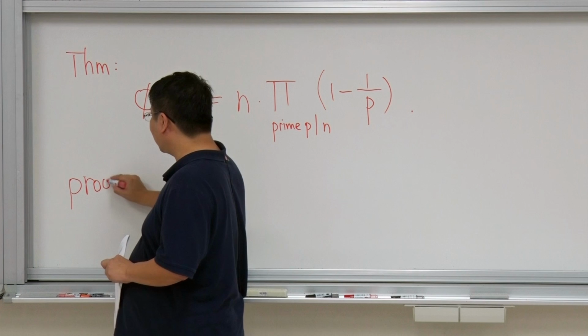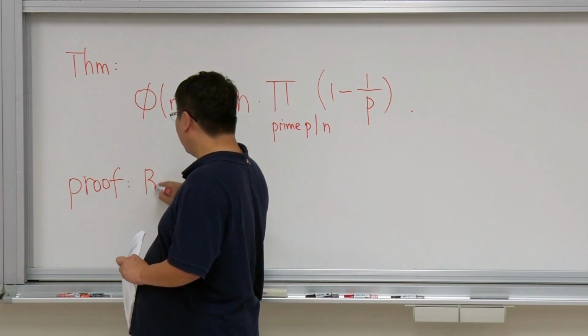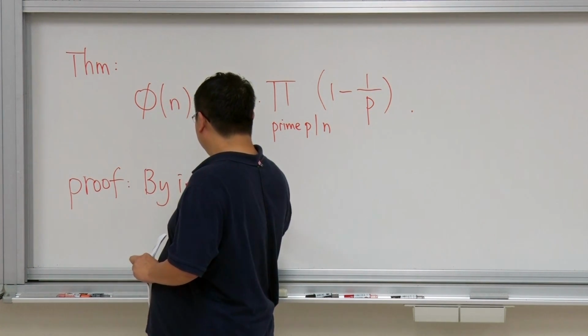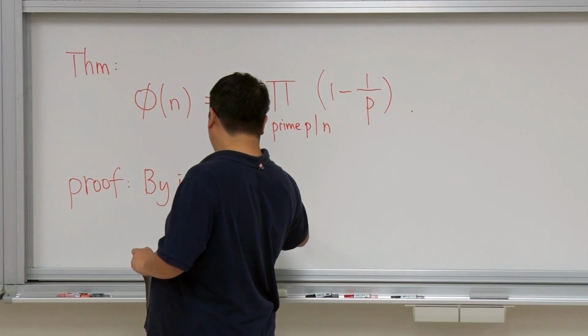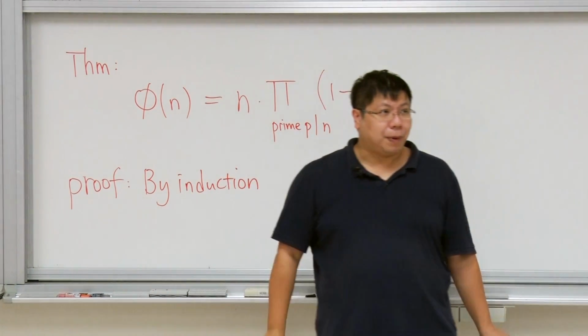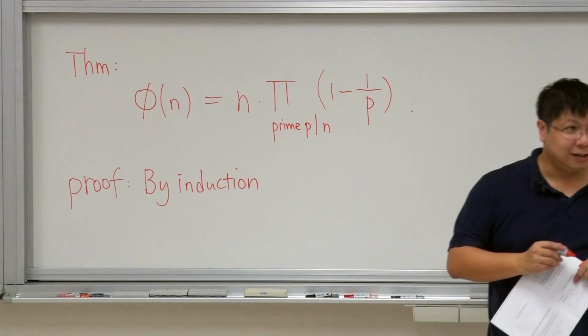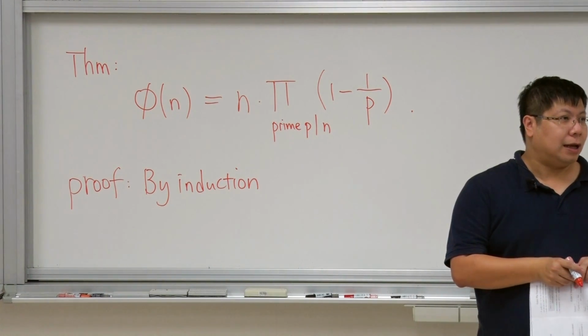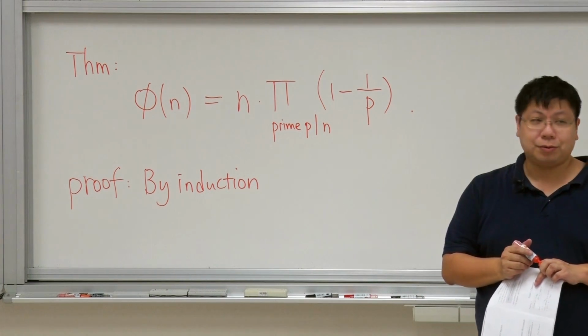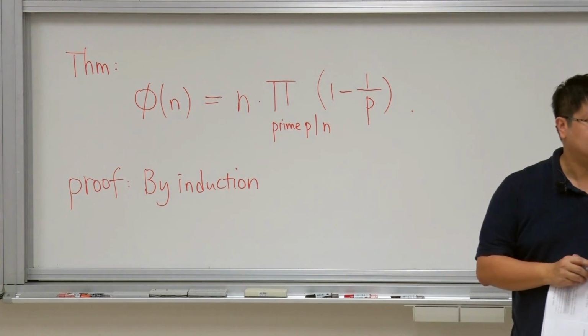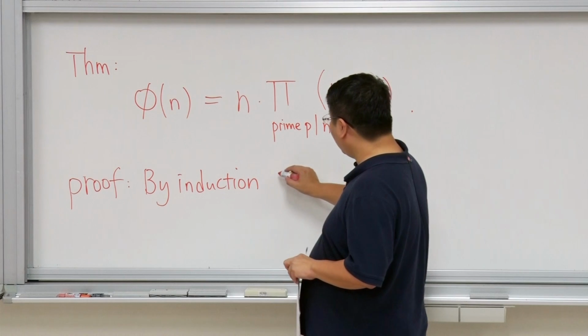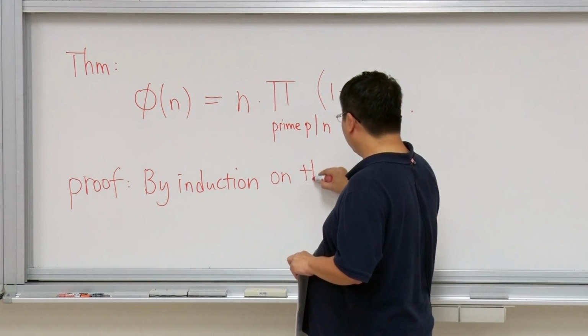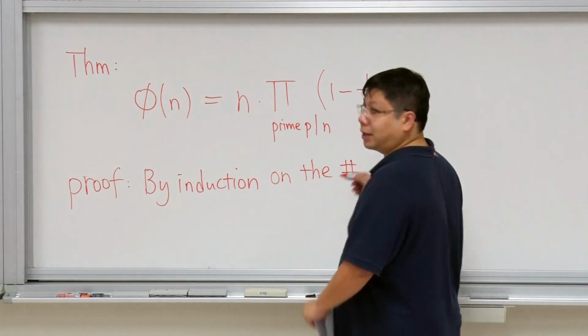Wow, very interesting. By induction. But this is not induction on n. So it's not like you have a way to prove it for n equal to 1, n equal to 2, n equal to 3, then we get n equal to 4. It's not like that. It's by induction on the number of prime factors of n.